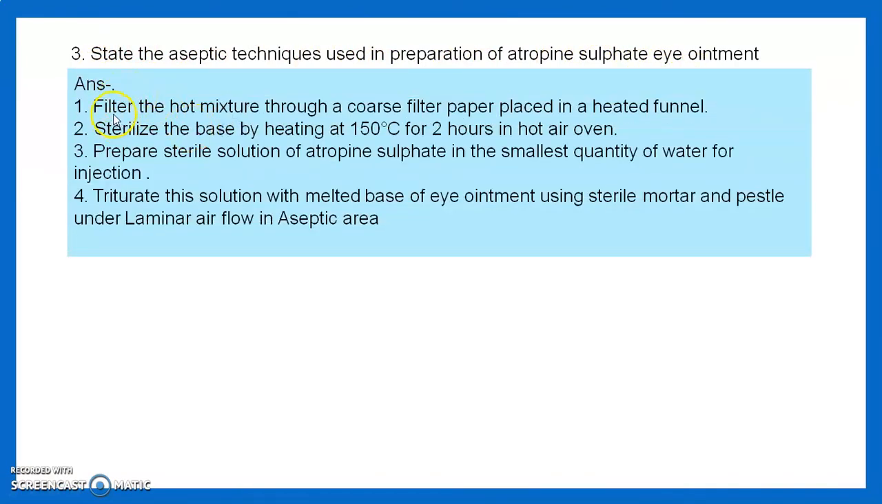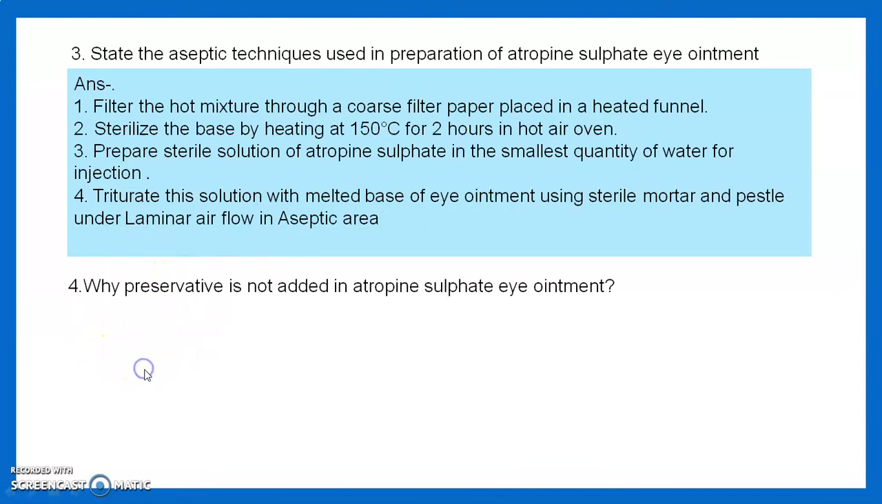These are: filter the hot mixture through coarse filter paper placed in a heated funnel. Then sterilize the base by heating at 150 degrees Celsius for 2 hours in a hot air oven. Then prepare a sterile solution of atropine sulphate in the smallest quantity of water for injection. Then triturate the solution with the melted base of the eye ointment using a sterile mortar and pestle. These are sterilized and used in the laminar air flow in the aseptic area. All these are aseptic techniques used in the preparation of atropine sulphate eye ointment.